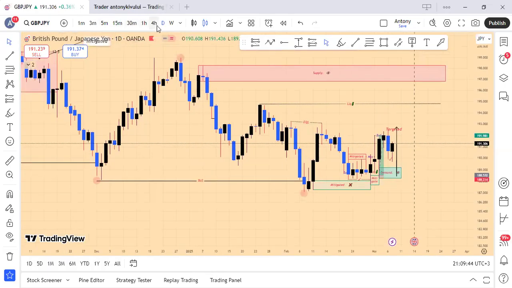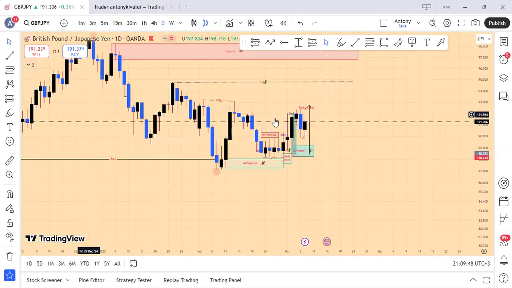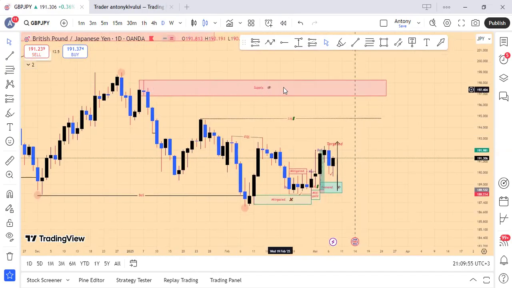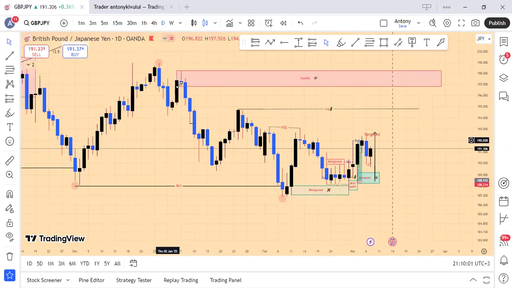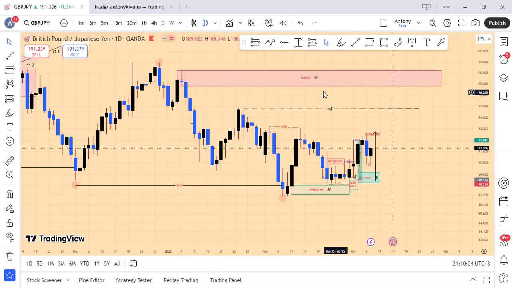Remember, I'm still in the daily time frame. I have not shifted to any other time frame. So I know there is liquidity to be swept here, and there is also liquidity to be swept here. And there is my extreme supply zone on top here. There is an extreme supply zone on top.